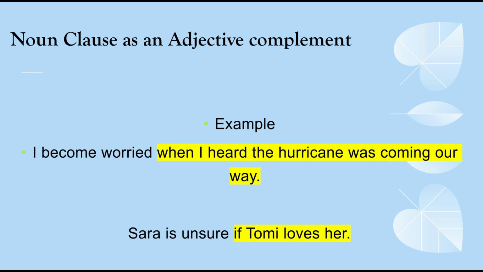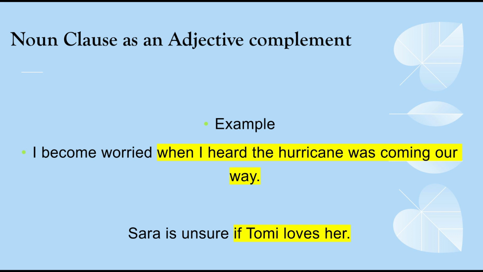The last one is noun clause as an adjective complement. Example, I became worried when I heard the hurricane was coming our way. Sarah is unsure if Tommy loves her. The noun clauses as adjective complements in these sentences are when I heard the hurricane was coming our way and if Tommy loves her.